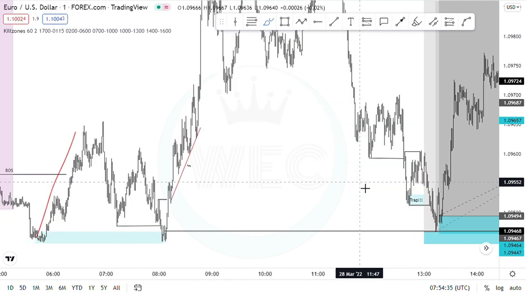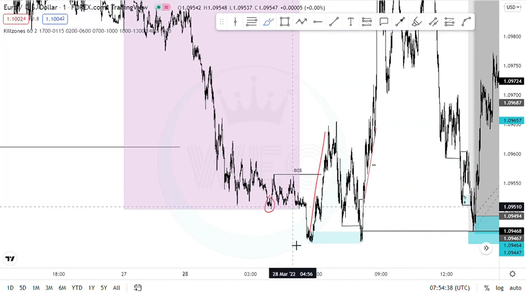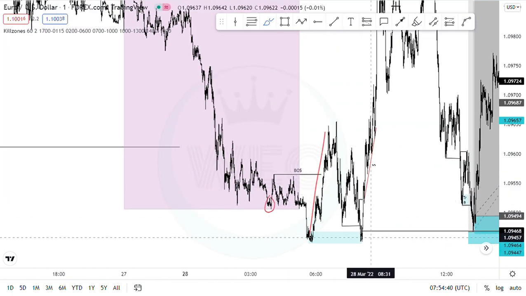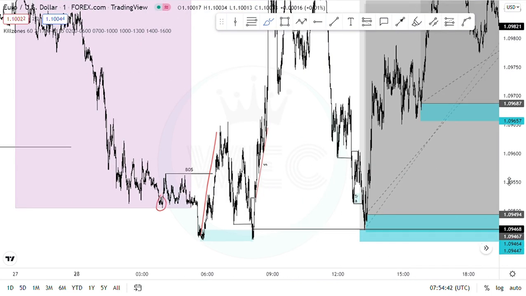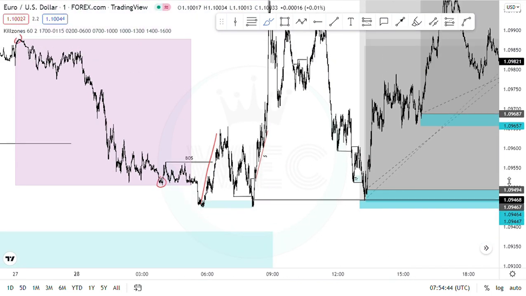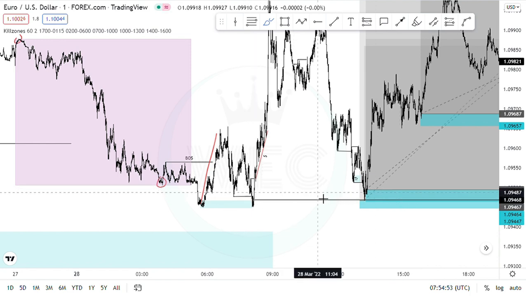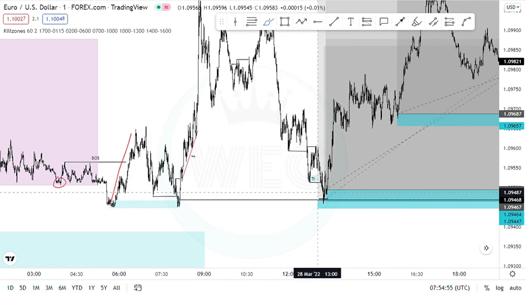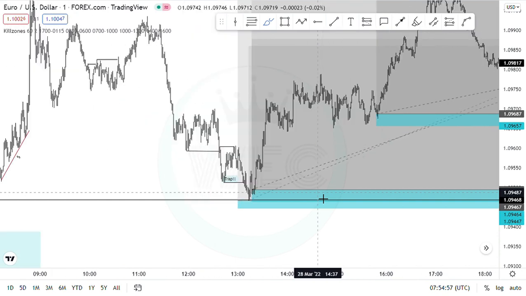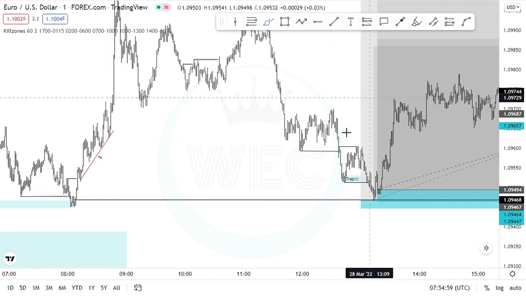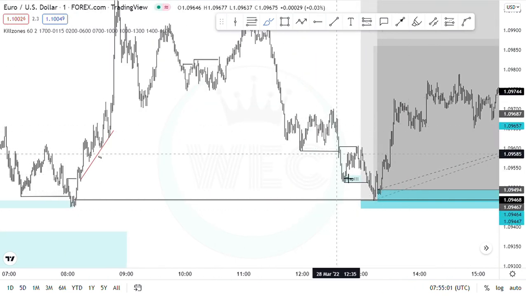Initially I had my Asian low taken already. I had price push to the upside. It's just that same three simple steps that I taught you in my previous video. So I had a break of structure to the upside. I had my demand zone right here specified, and that was where my entry was. And this time round I am adding what? The session timings and liquidity inducement to it.